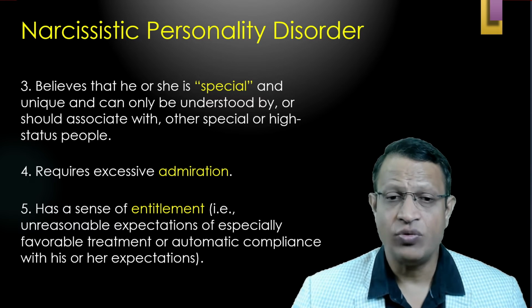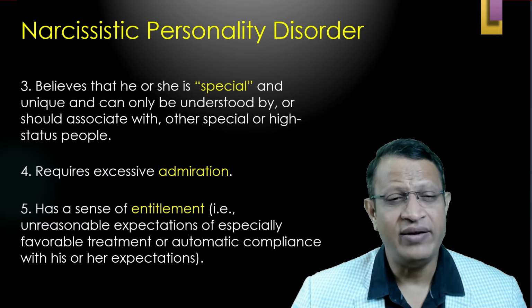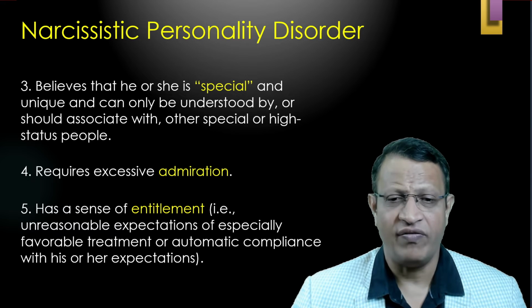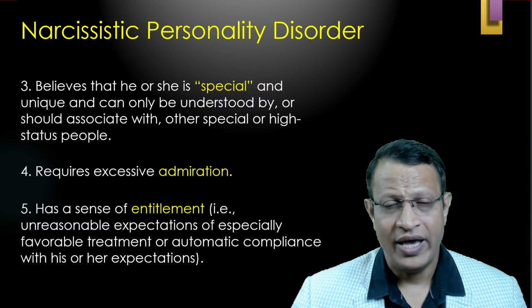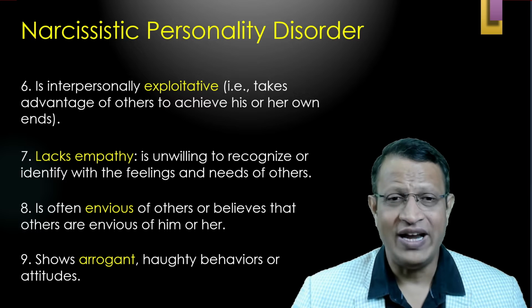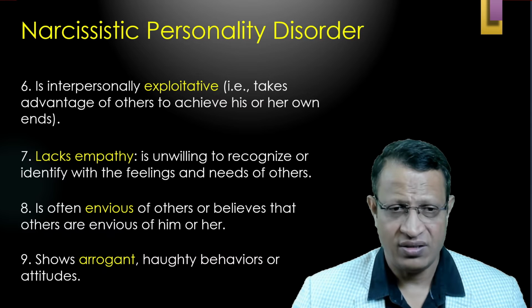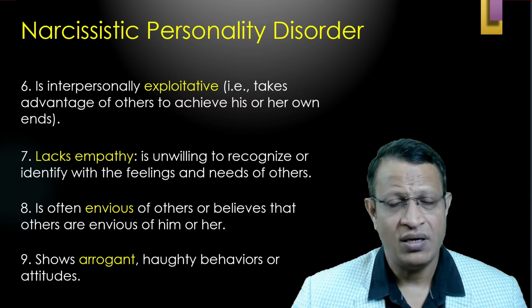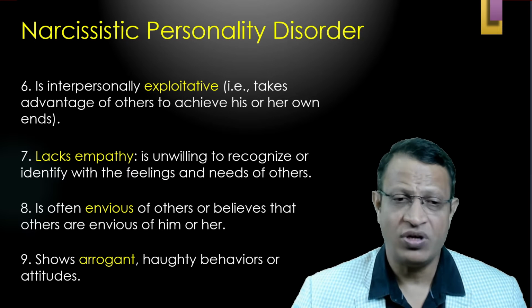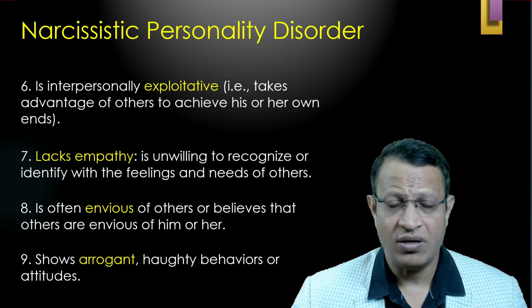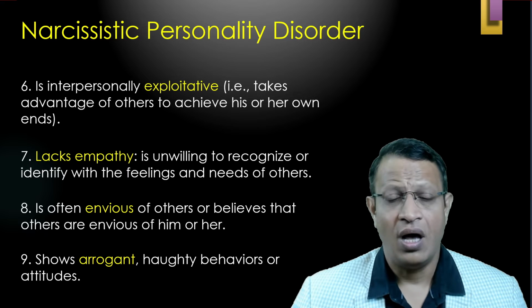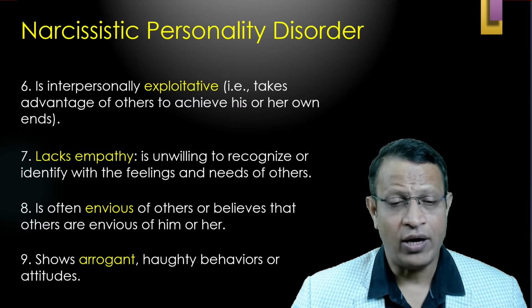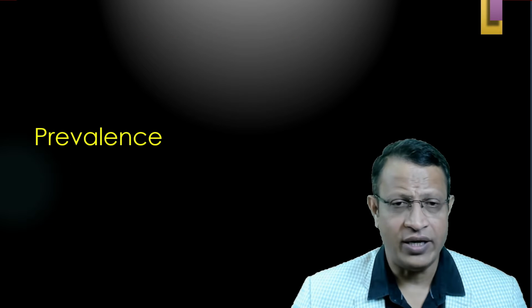They require excessive admiration. They have a sense of entitlement, with unreasonable expectation of especially favorable treatment or automatic compliance with their expectations. They also have interpersonal exploitativeness, that means they take advantage of others for their own achievements. They lack empathy. They are unwilling to recognize the feelings and needs of others, sometimes the contributions of others. They are often envious of others or believe that others are envious of them. They show arrogant, haughty behavior and attitudes.